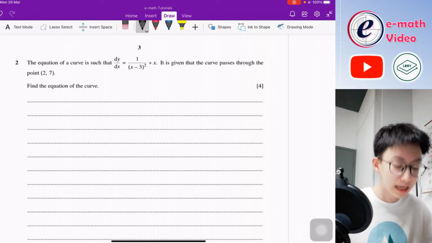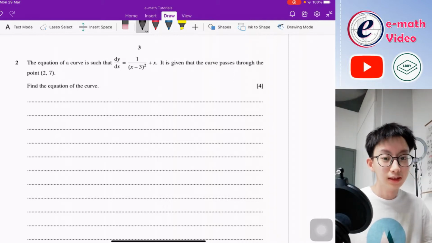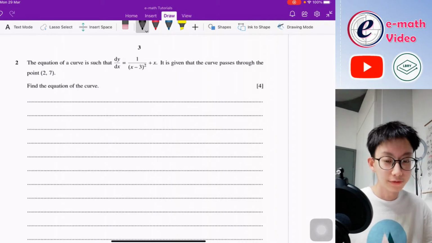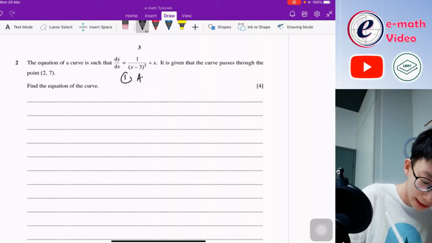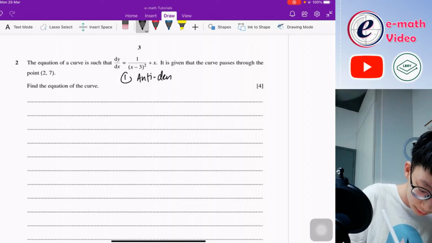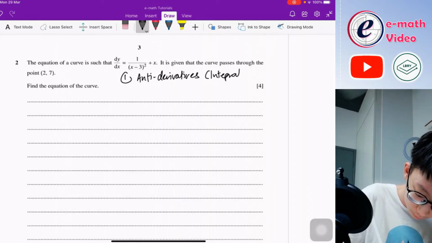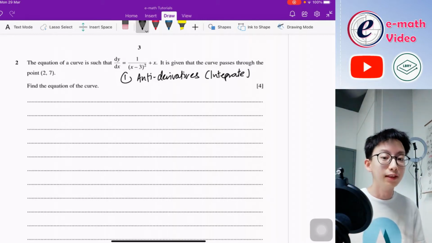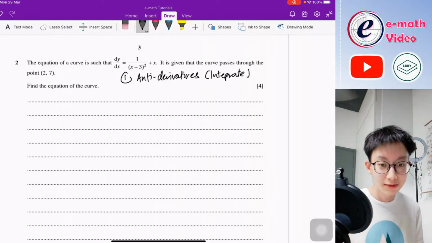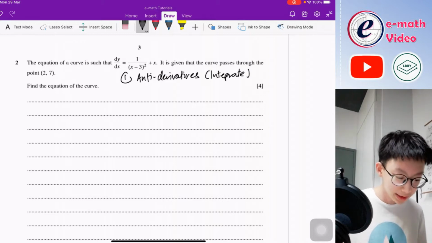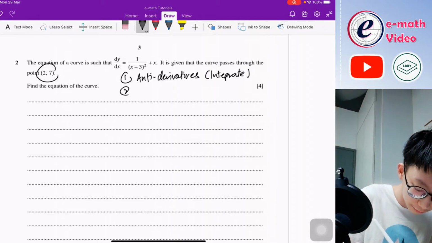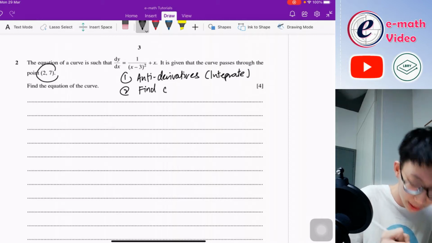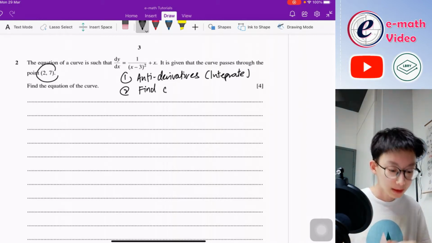Because you are actually given the gradient function, in order to get back the equation of the curve, you need to do the anti-derivative, which is to integrate. I'll just write here, our direction: step 1, we find the anti-derivative, which is you integrate. And after you integrate, you will have a plus c, right? So in order to find the c, you will just sub in the coordinates given. So our step 2 is to find the constant c, then we write it together again.